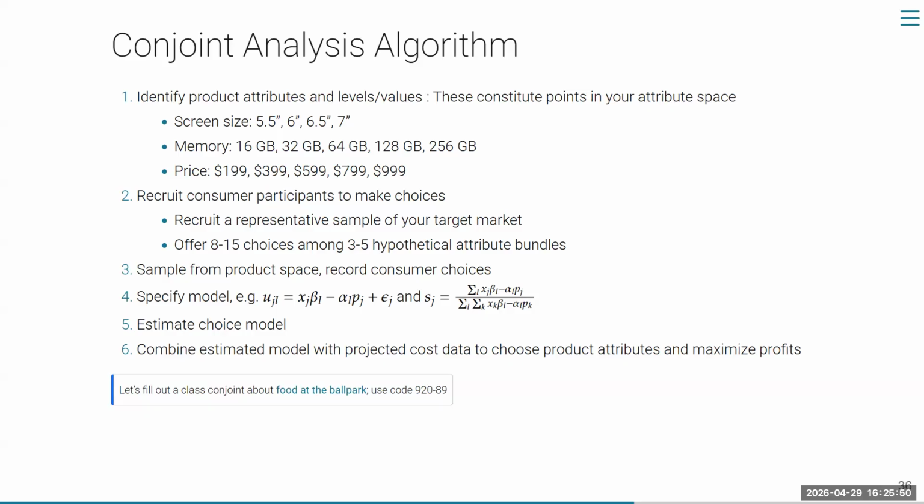Well, this is helping you decide what to offer in the market before you actually need to offer it. So that's the key value of this approach: you can simulate the results of which location in the attribute space you enter at.